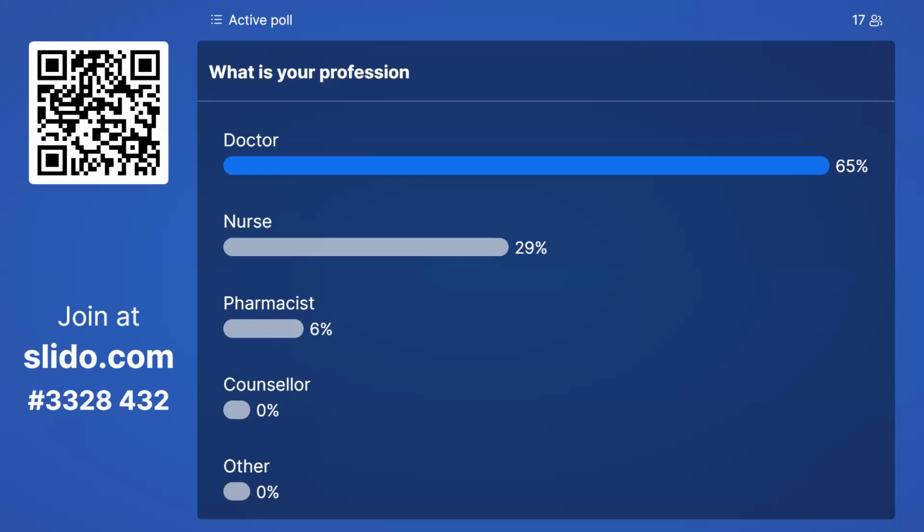Okay, we can see the answers coming through. There seem to be quite a lot of doctors who are signed on. Some nurses, a couple of pharmacists. Okay, going to give it 30 more seconds. If you can try and link in using this technology, not on the Q&A. You can also open slido.com in a different window on your computer if you're working from a computer, and then use the hashtag 3328432 to answer. Okay, I know that it's not 100% perfect, and I see that some of you are watching on your phone, but let's just give this a go.